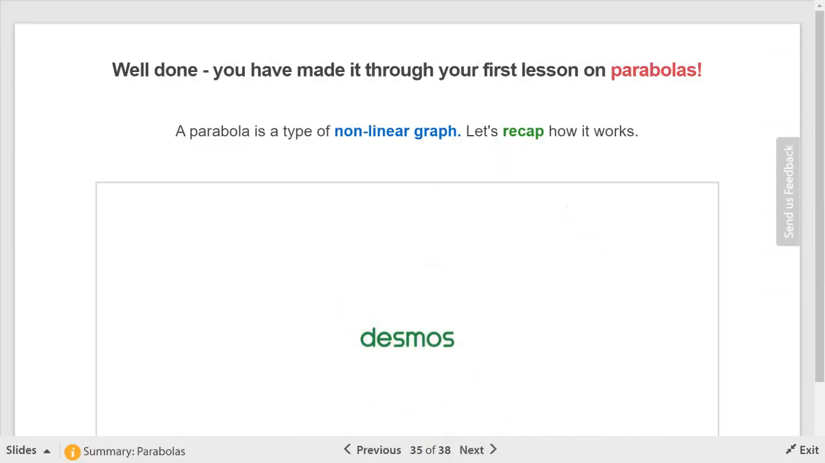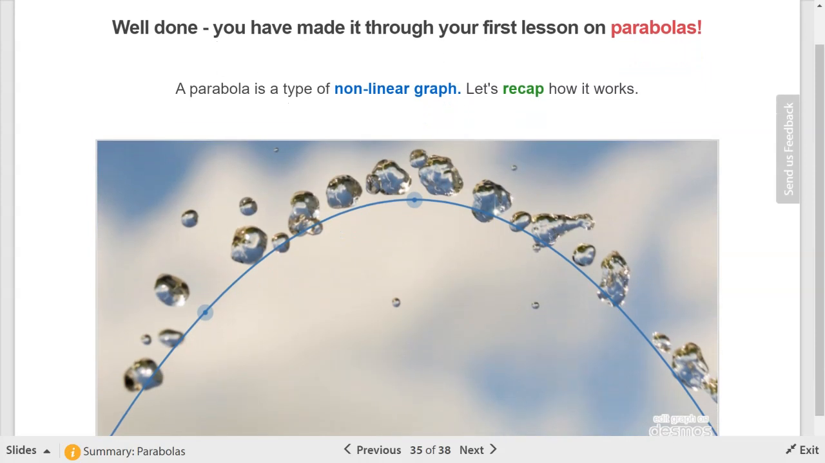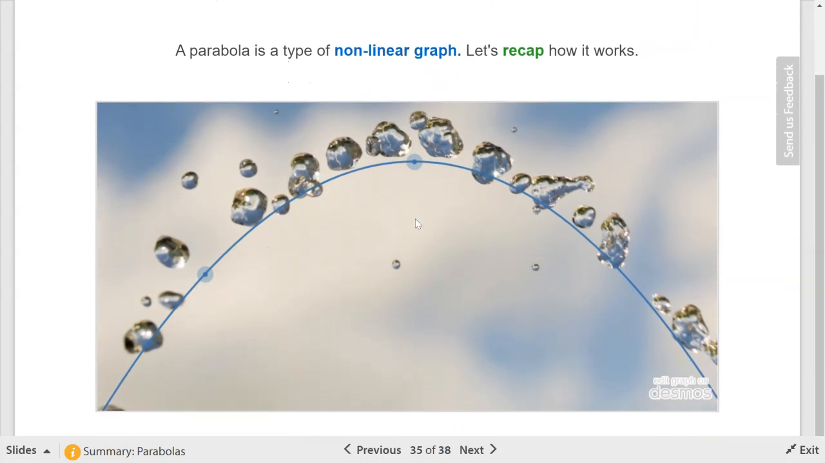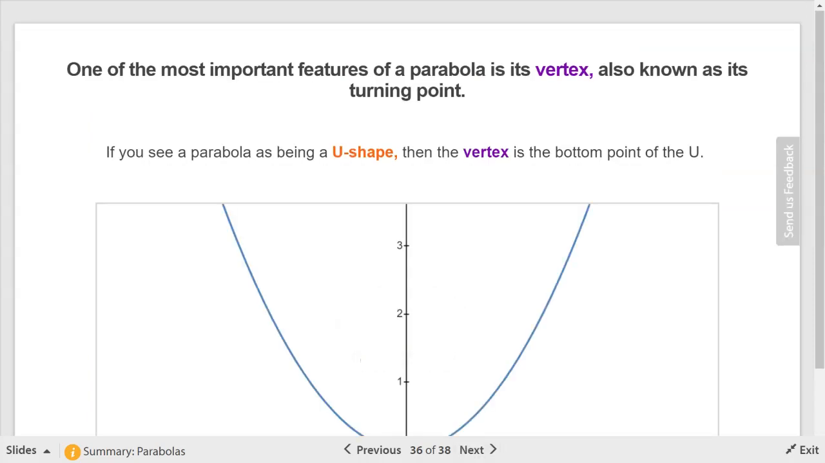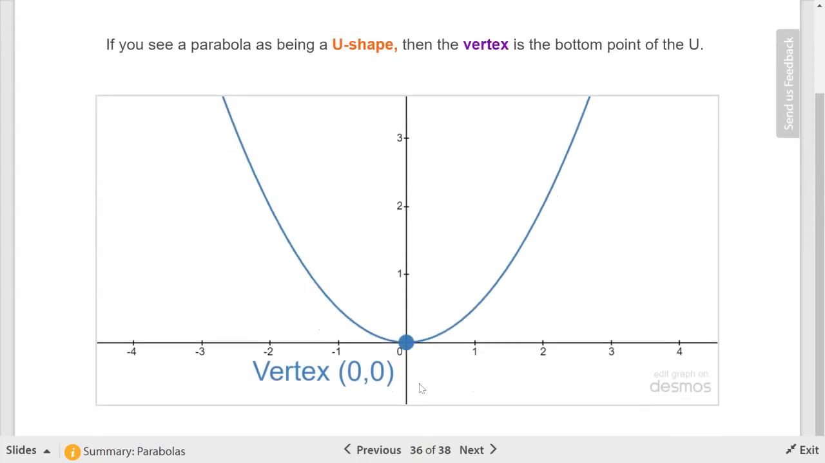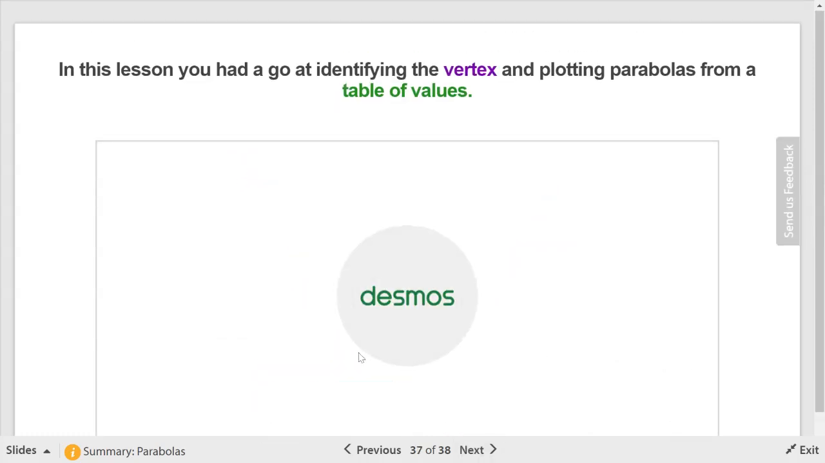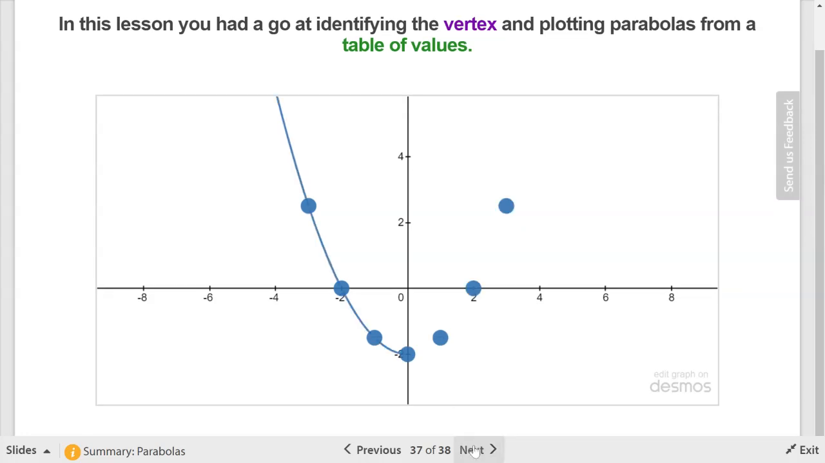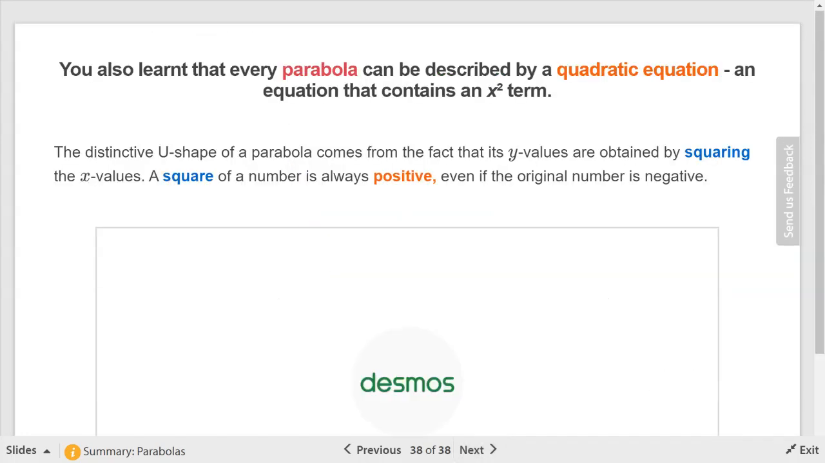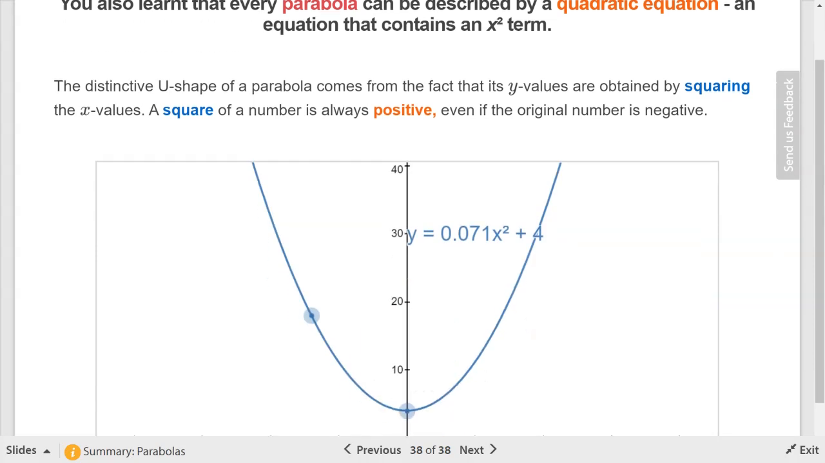All right, well done if you made it through to this first lesson. Now it says a parabola is a type of nonlinear graph. Let's recap how it works. Remember, we can move this around, okay? And one of the most important features of the parabola is the vertex, and that's the turning point. In this case, the turning point is 0, 0. And in this lesson, you had to identify the vertex and plot parabolas from a table of values. Okay, you can see there we go. And we connect it from a table of values. You also learned that parabolas can describe quadratic equations, and they have some kind of equation form or the other. Okay.